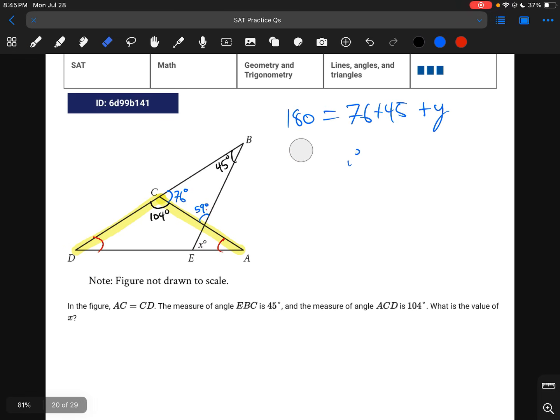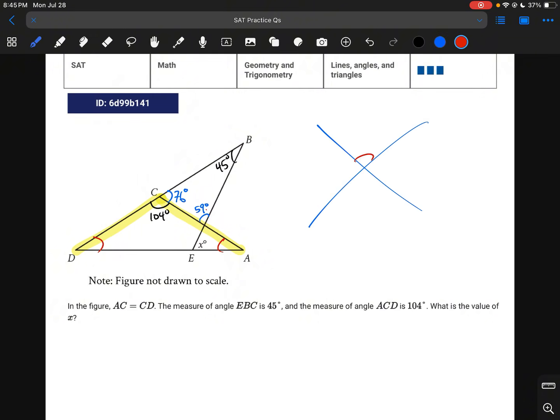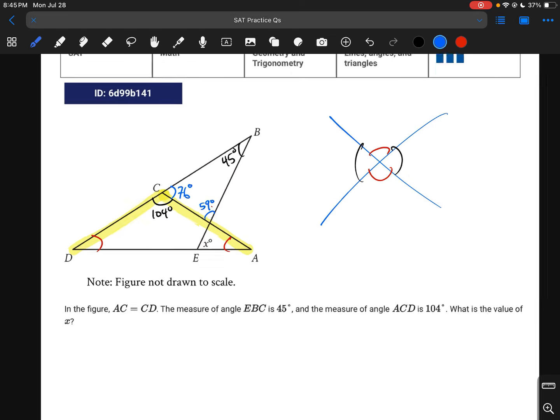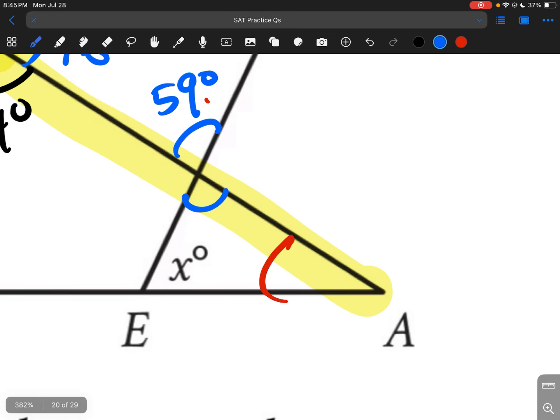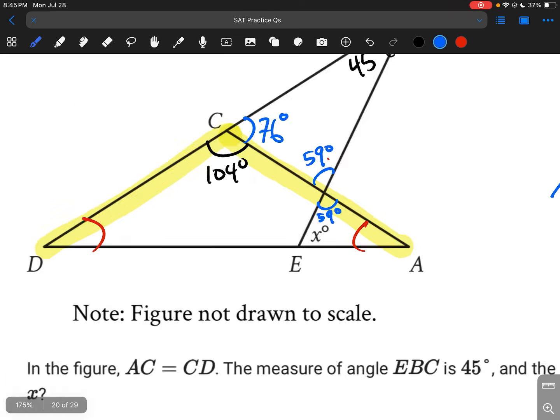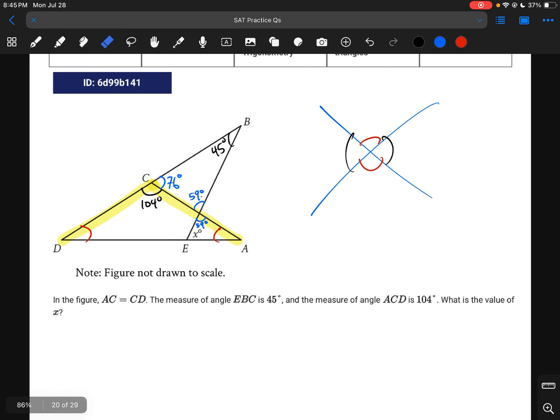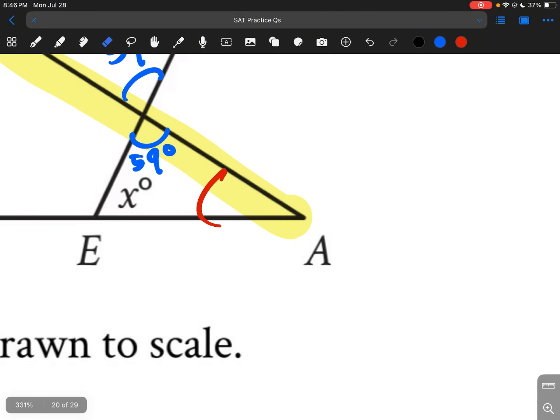Another thing that we know is that whenever you have two line segments intersecting like this, the angle here is equal to the angle here, and the angle here is equal to the angle here. So that means the angle over here is also 59 degrees. We're almost there because we know that triangles are 180 degrees. If we could find this angle A, we can figure out what angle X is.